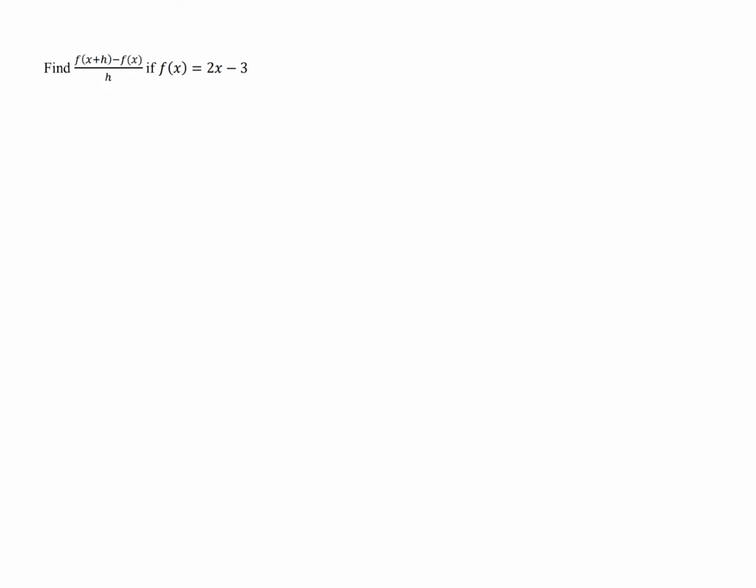Find f of x plus h minus f of x all over h if f of x equals 2x plus 3. This is known as a difference quotient, and it comes into play in a little bit when we start looking at derivatives. Here, we need to take f and evaluate it at x plus h. So this is a composition, in a sense.